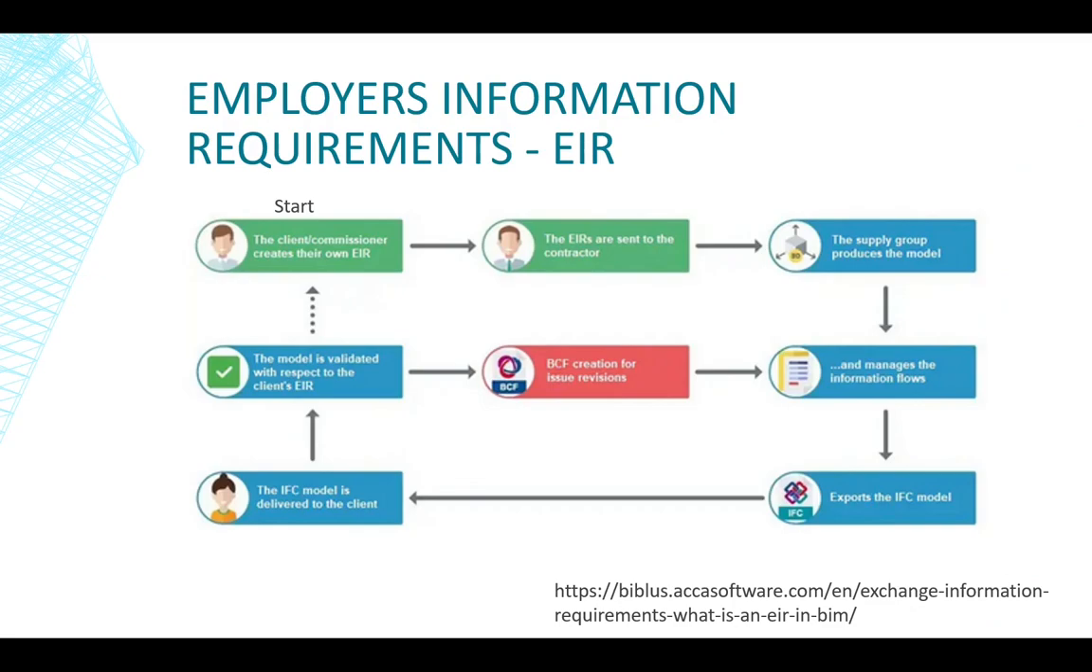The first one we're going to look at is the employer's information requirement, or exchange information requirement. The EIR is a pre-tender document, and it sets out the information to be delivered, and the standards and processes that the supplier should adopt during the construction and delivery process, and is always provided by the client themselves. These are then sent out to the contractor, and the contractor can have a look at them, tender for them, put in a price and see if they get selected.